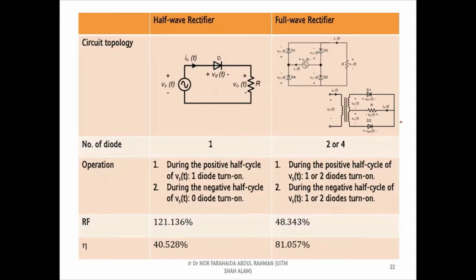I want to highlight the differences between half-wave and full-wave rectifiers. Based on this table, we can differentiate them in terms of circuit topology, number of diodes used in the circuits, their principal operation during the positive and negative half cycle of the AC sources, ripple factor, and efficiency.